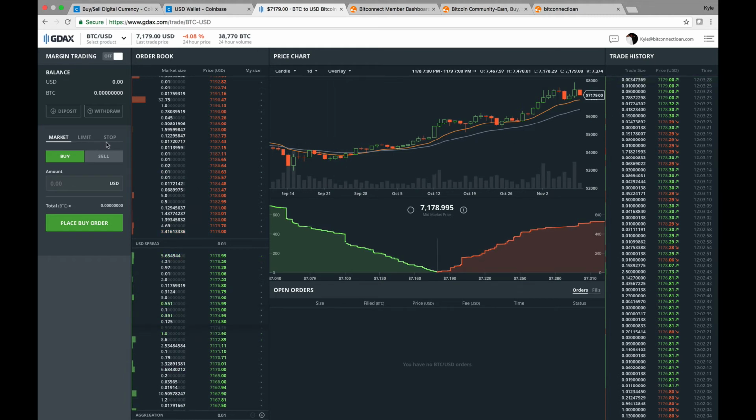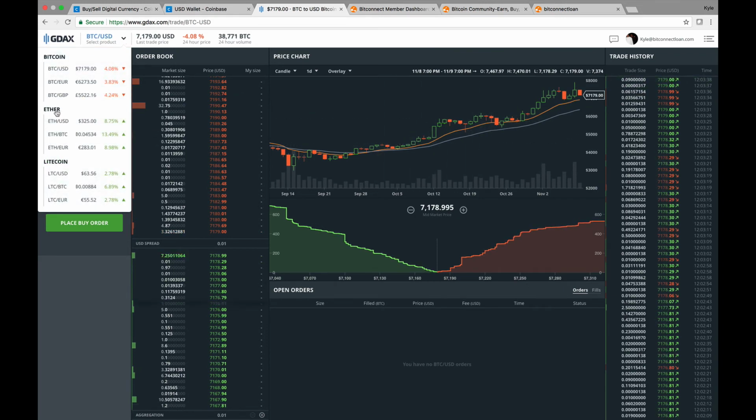And now we can look at what it would be like to purchase some currency. So we have Bitcoin here. If you wanted to trade Ethereum, you would come here. Oh, we need to click on the conversion. I want USD.